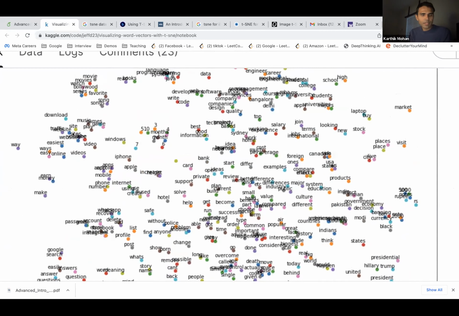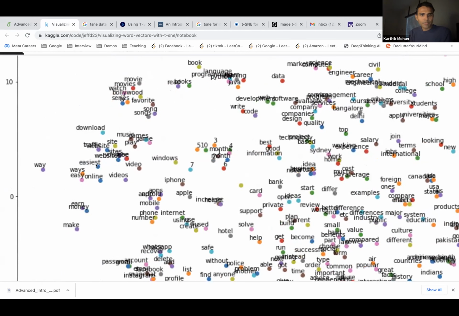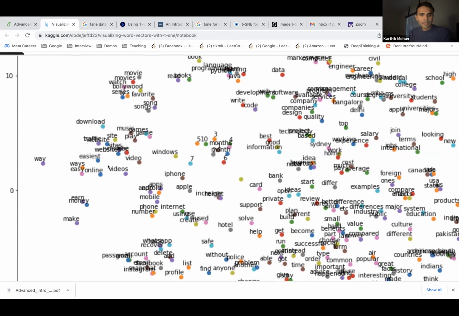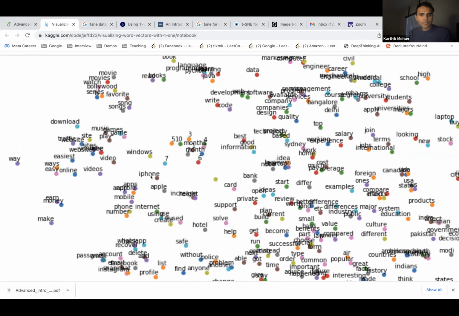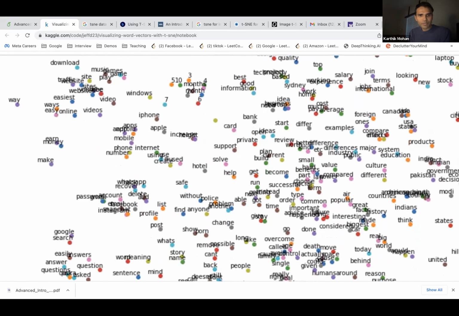Like for instance, on this side, if I zoom in here, I see download, music, games, Windows, websites. It's all related to websites and doing something online, right? And then as you keep moving, you move towards iPhone. Now you're going towards devices and phone number, and there's WhatsApp, right? So phone number, WhatsApp, account, Facebook, profile, post.